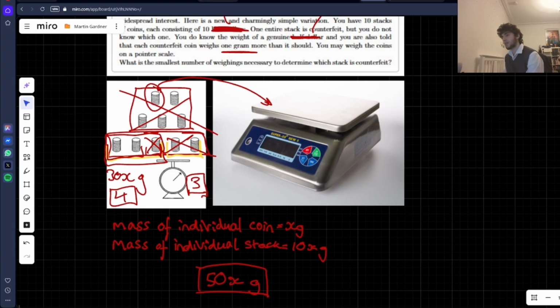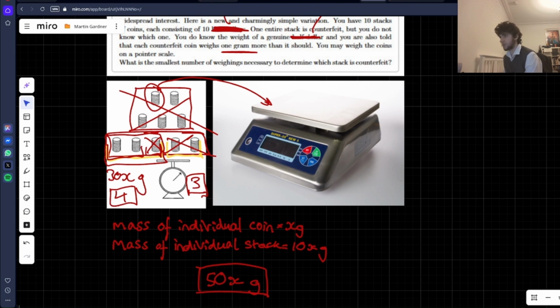And the answer is just 1. So we have used 4 weighings here to determine which stack is fake with certainty. But in actual fact, you only need a singular weighing to determine which stack is fake. If you haven't already figured out what that is, I would advise that you have a think. If you have, then you can check now to see if this is the solution you came up with. And if not, then let me know what your solution is. I'd be interested to hear it.